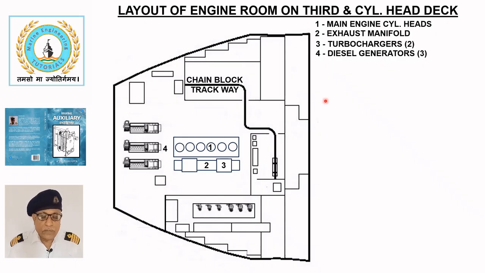Diesel generators. Three diesel generators, engines 4, located aft of the main engine, supply electrical power for ship operations. Cascade tank. The cascade tank 5 serves as service tank for boiler feed water and condensate system.